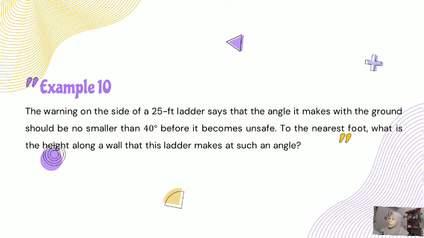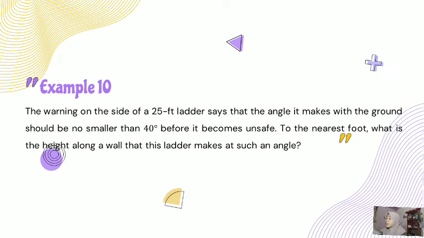And the C, chapter 4, examples 10, 11, and 12. Example 10. The warning on the sides of a 25 feet ladder says that the angle it makes with the ground should be no smaller than 40 before it becomes unsafe.